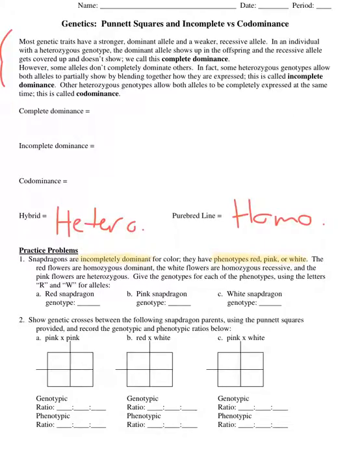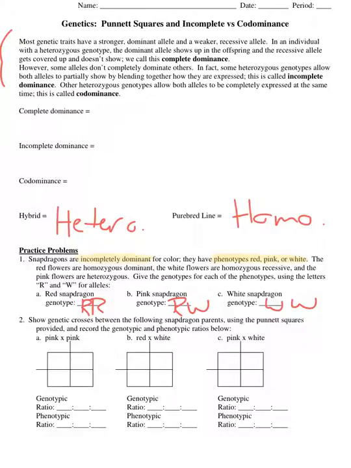So snapdragons are incompletely dominant for color. And remember, we learned that incomplete dominance means that snapdragons, in this case, their phenotypes can be red, pink, or white. So they're a blend or a mixture. Pink is a mixture of red and white. So first thing we're going to do is look at the genotypes. The genotypes for a red snapdragon, they tell me to use R's. So red snapdragon would be RR. A white snapdragon would be WW. And a pink snapdragon, a blend of the two, would be RW.